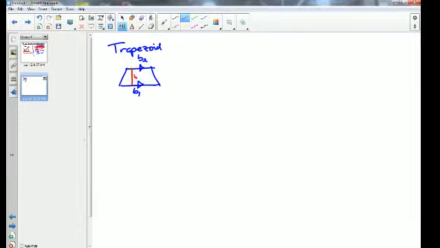What is the area formula for a trapezoid? Half height times base 1 plus base 2. That's a triangle. So you take the average of the bases. That's B1 plus B2 divided by 2 times H. You are essentially creating a rectangle.